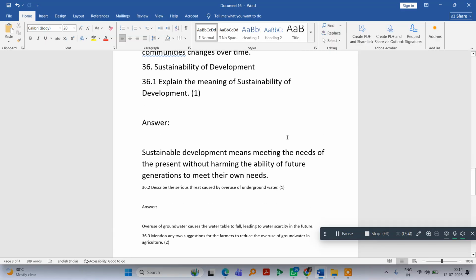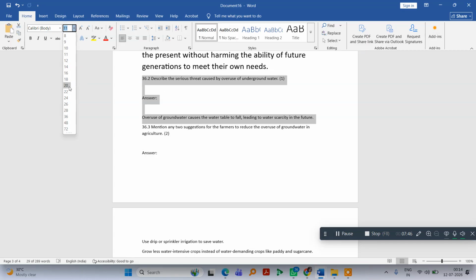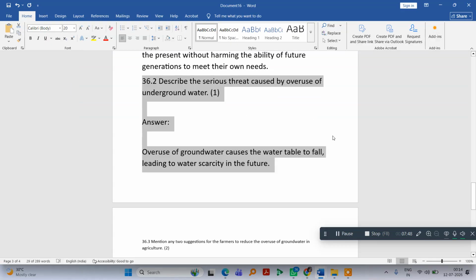Now this is the answer of 36.2. I have already read the question before. Describe the serious threat caused by overuse of underground water. The answer: overuse of underground water causes the water table to fall, leading to water scarcity in future.